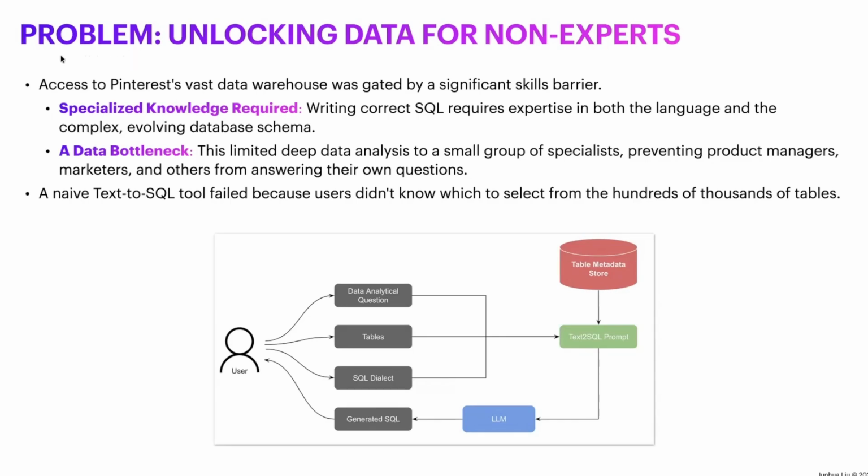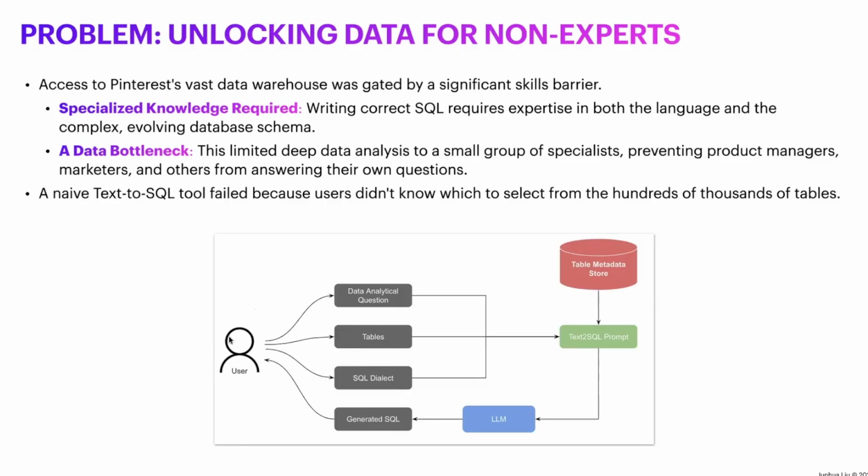Okay, the problem space here is to unlock data for non-experts. Okay, so let's take a look. The user here refers to some internal staff in Pinterest. The staff has difficulty in accessing the Pinterest data warehouse, which is gated by a significant skills barrier, right? That means not everyone is a skilled data analyst or data engineer that knows how to retrieve data from the right table, or rather, they don't necessarily know the actual structure or schema of the data warehouse.